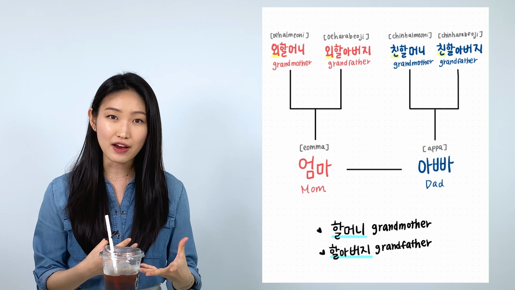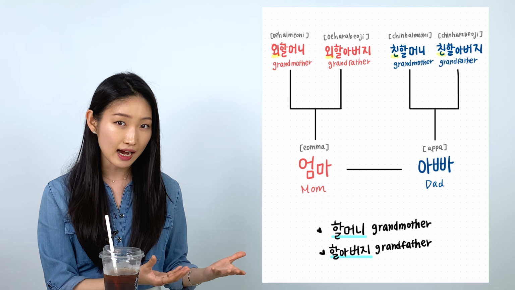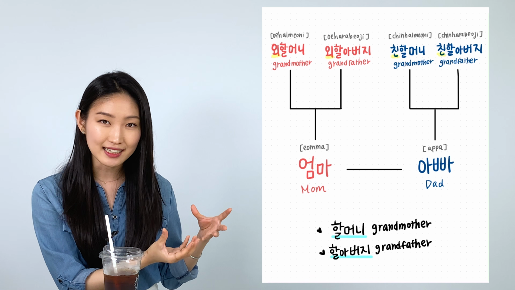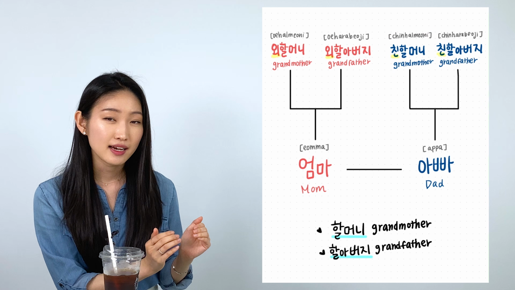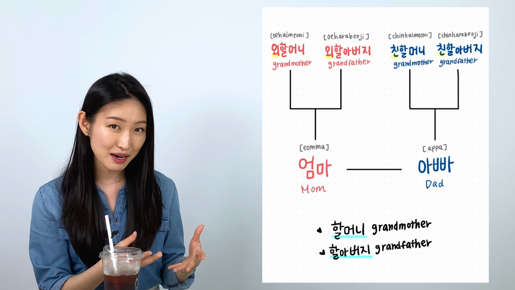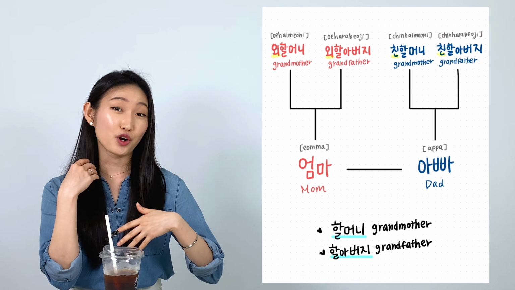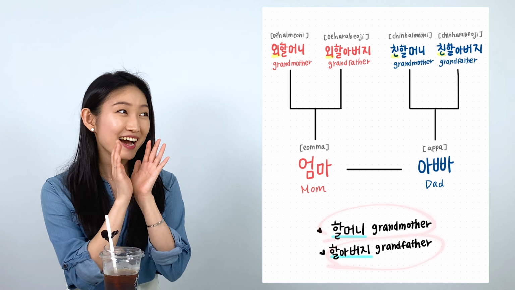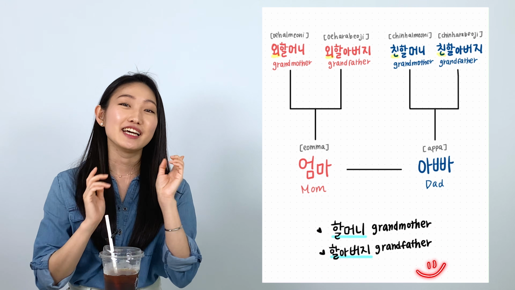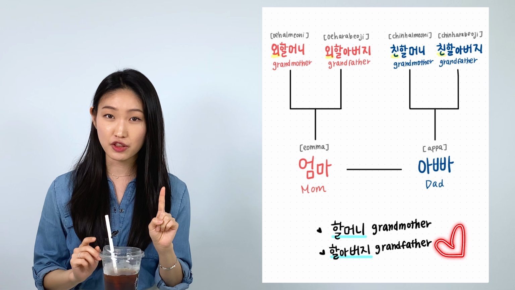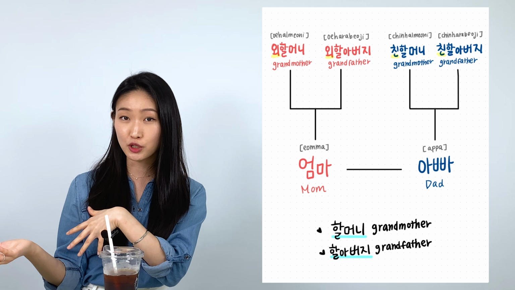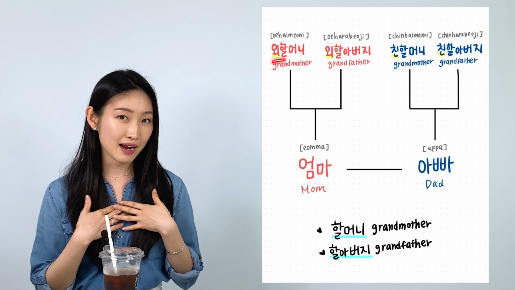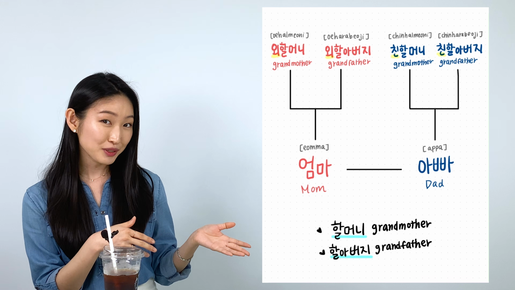Now, for the dad's side family, we refer to them as 친가. So switch out the 외 with the 친. So your grandma on your dad's side would be 친할머니, and your grandpa would be 친할아버지. However, when you call them directly, you would just say 할머니 or 할아버지. It's only if you have to distinguish them, for example, to other family members or to your friends, that you would say, oh, my 외할아버지's birthday was last week.